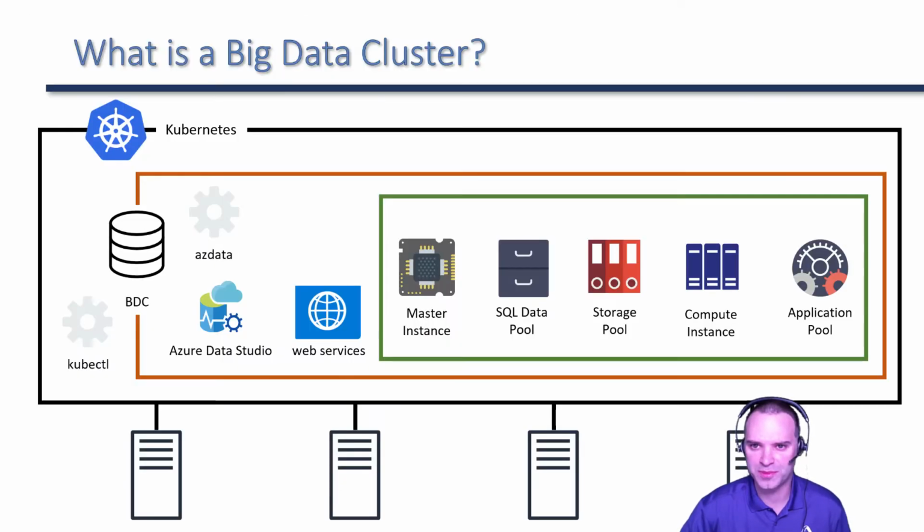So here's another visualization of a big data cluster, and I've kind of taken Buck's slide and broken it down a little more. We still have multiple nodes. We have the big black box, which represents Kubernetes.